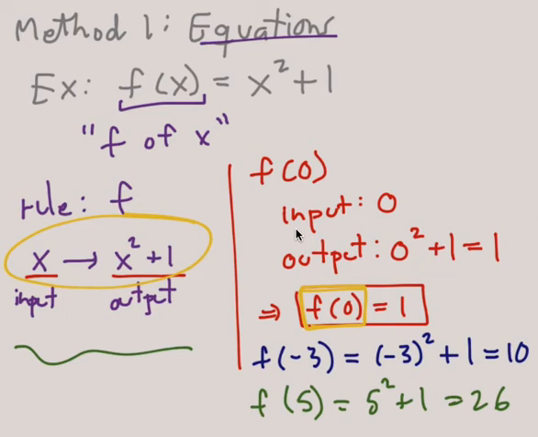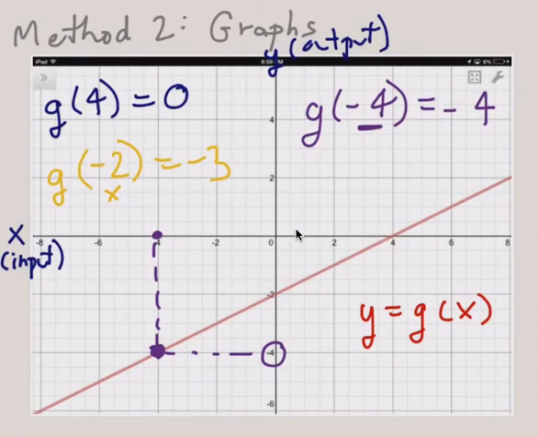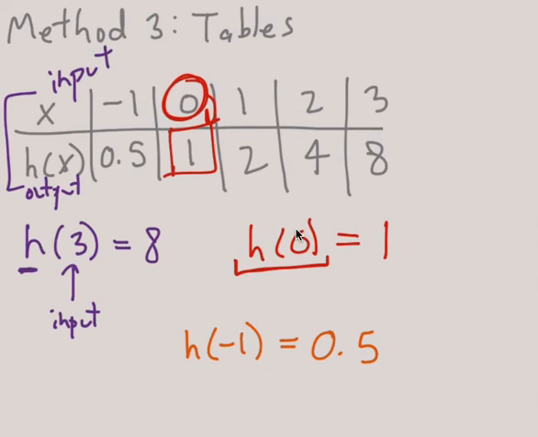If the function is defined by a graph, you go and find the x value, you go and find what y value goes with it on the graph, and then that's the output. If you have a table, the table just gives you directly the inputs and the outputs. So you just find the input and then match it with the output.